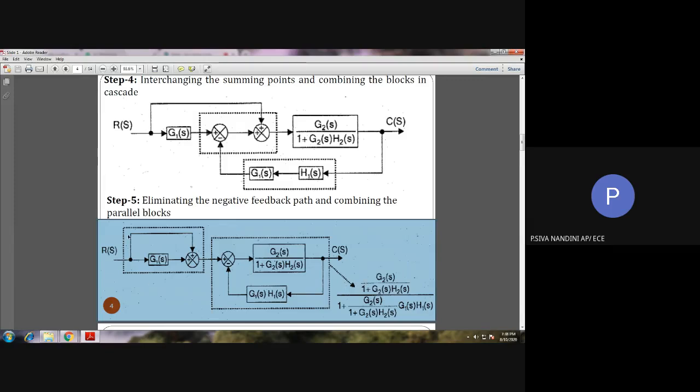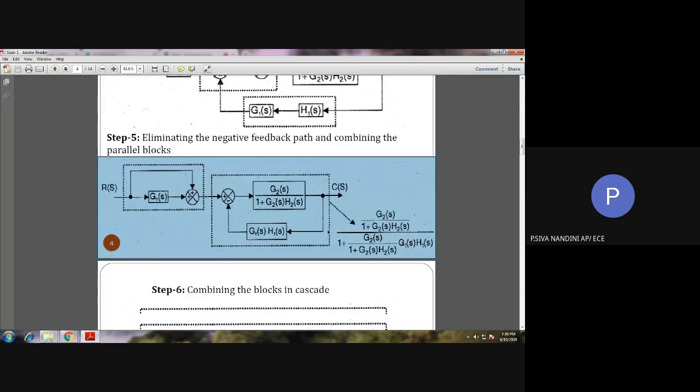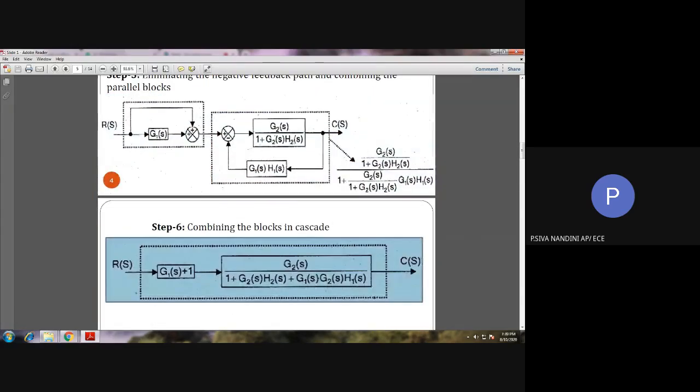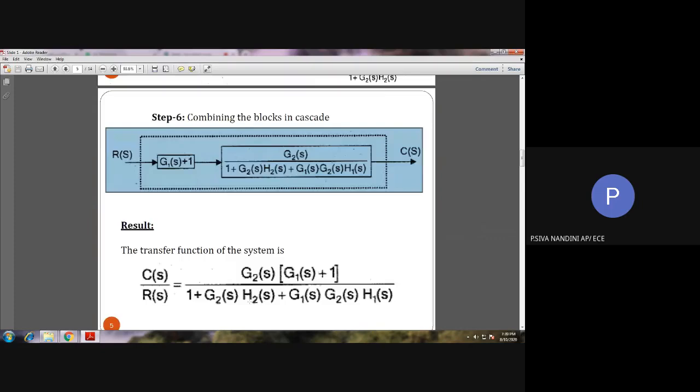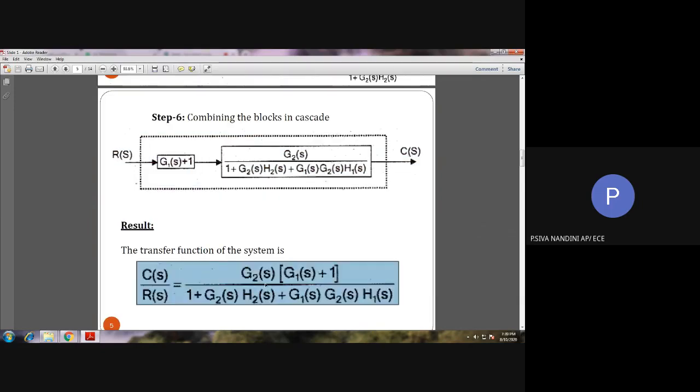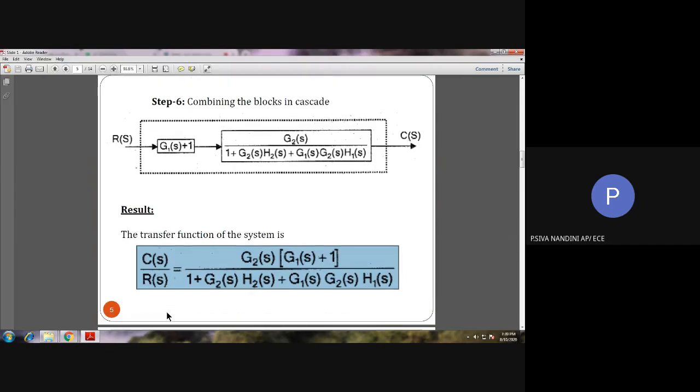Here, if you see, we have a parallel block on the left side, and a negative feedback loop on the right side. Solving those two components, we will obtain the block diagram like this. And finally, here we have two blocks in cascade. So we can combine the cascaded blocks in series simply by multiplying those two blocks. Thus we obtain the transfer function.